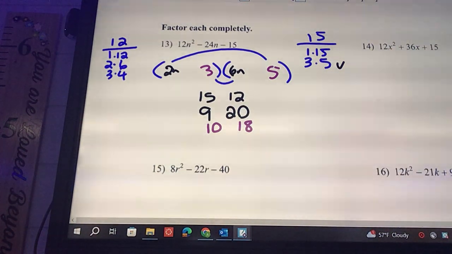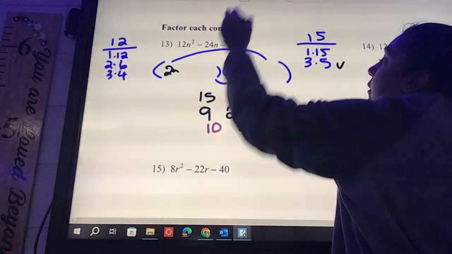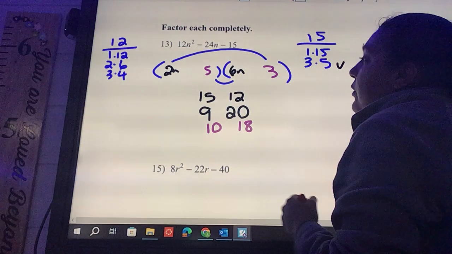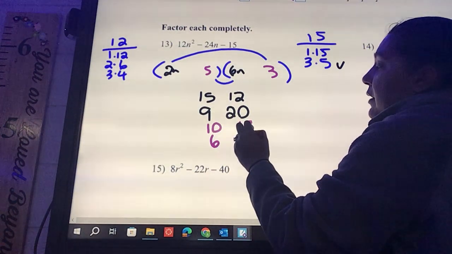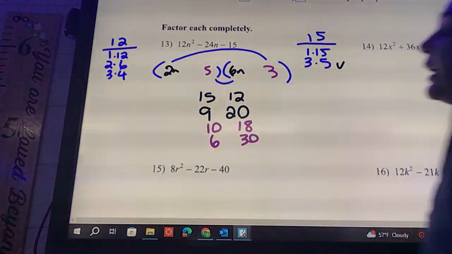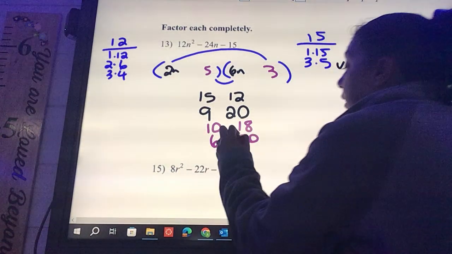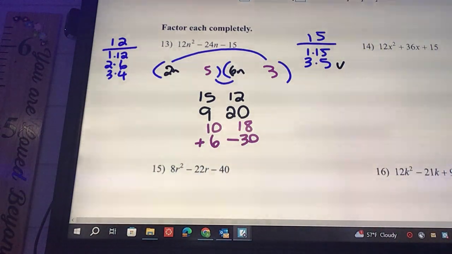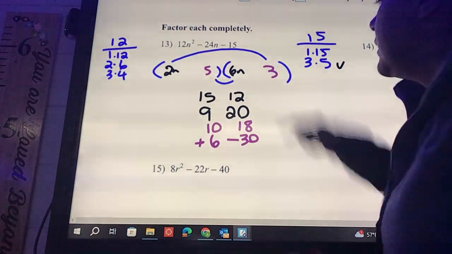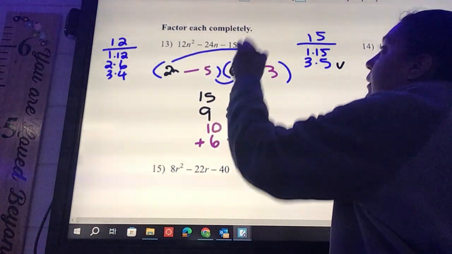Okay, and that did not work. Okay, so we're going to change it to a 5 and then a 3. 2 times 3 is 6. 5 times 6 is 30. Okay, and that one will work. Okay, so we can have a negative 30 and a positive 6. Okay, and so if you recall, this one goes in this box. This one goes in this box.